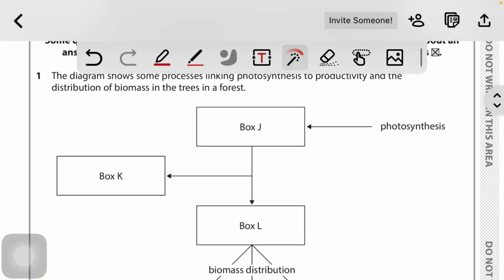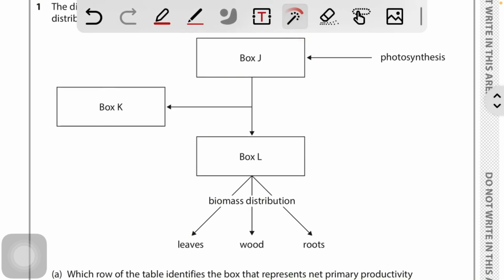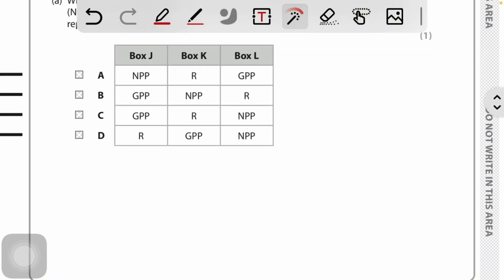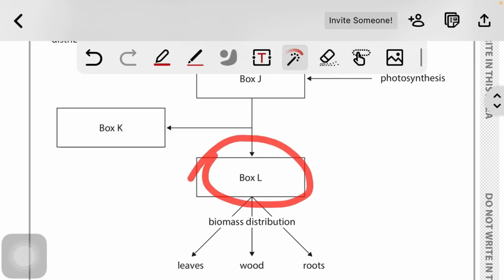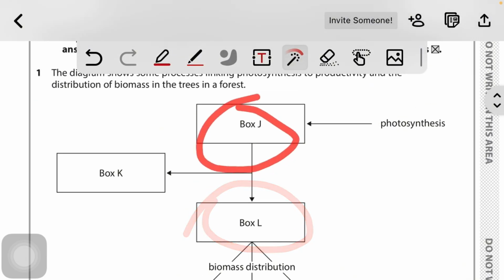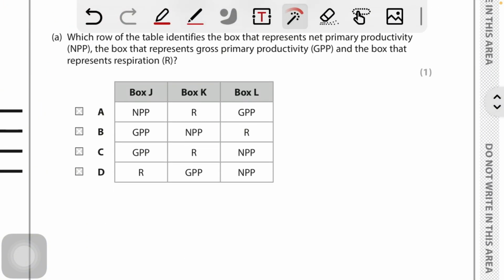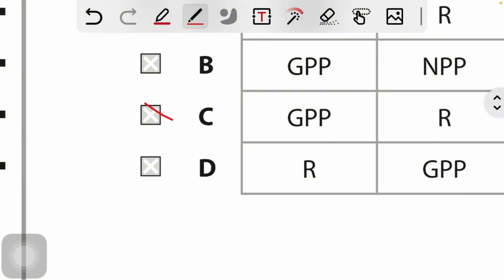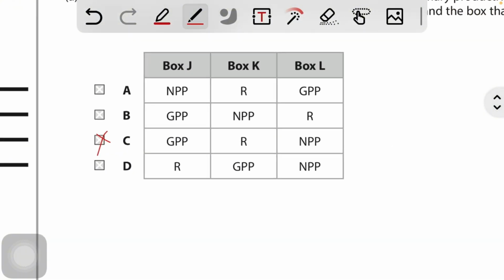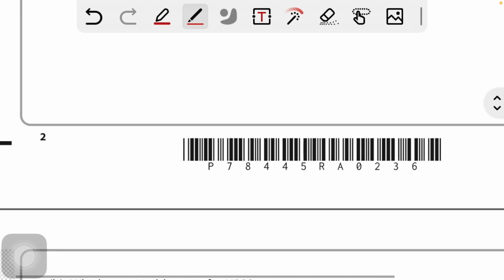So this is obviously GPP because this is the total energy through what some is getting used up by the body and some is getting lost. So box L is the net primary production, this is the gross primary production, and this is the energy lost by respiration. Okay. So the correct answer is C. Box J is GPP. Box K is respiration and box L is NPP. So now let's move on to the next question.